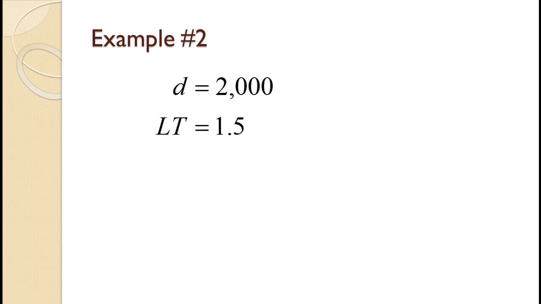Now, here's an example for you to try. Weekly demand is 2,000 and the lead time is 1.5 weeks. There is no variability in either number. What should the reorder point be? Since you've seen an example already, let me suggest that you pause the video and try to work this problem on your own. Once you're done, you can use the video to check your work and spot any mistakes you might have made.